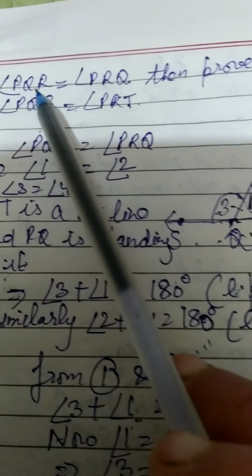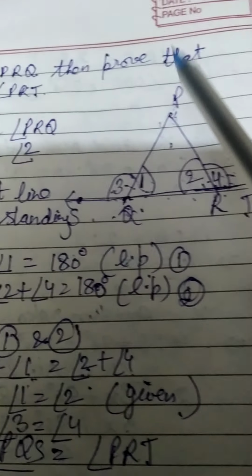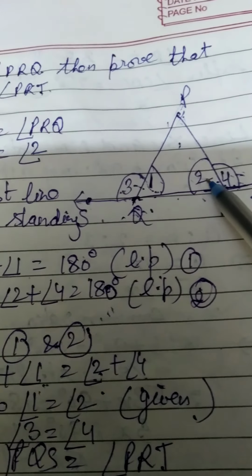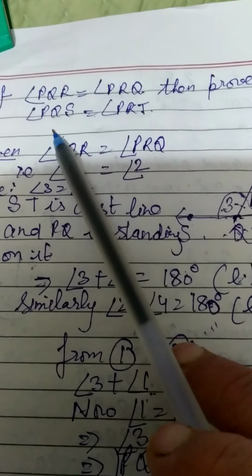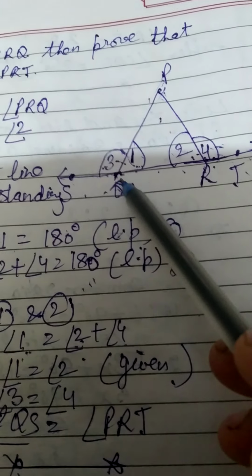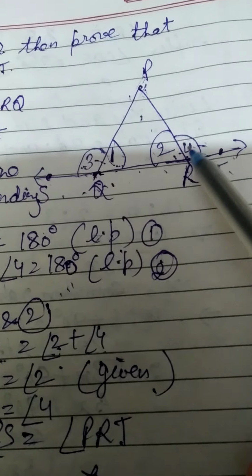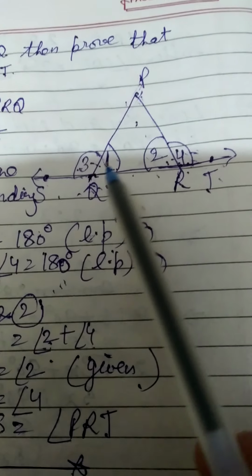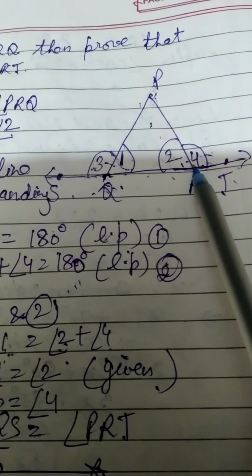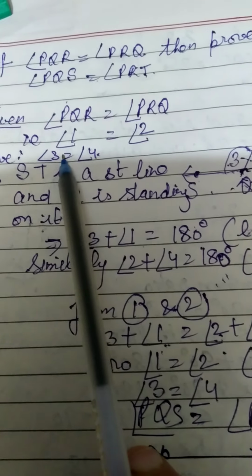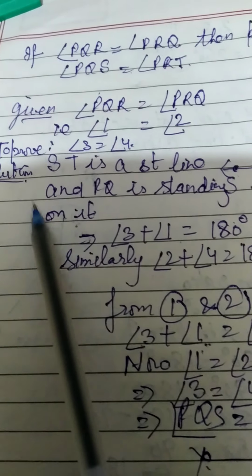Then what is given? Angle PQR is named as angle 1. Angle PRQ we have named as angle 2. This angle 1 is equal to angle 2, it is given. Then prove that PQS is equal to PRT. Angle PQS we have named as angle 3 and PRT as angle 4. Means in this question the given is that angle 1 is equal to angle 2 and we have to prove that angle 3 is equal to angle 4. Then in the given we will write angle 1 is equal to angle 2 and to prove is angle 3 is equal to angle 4. Solution.